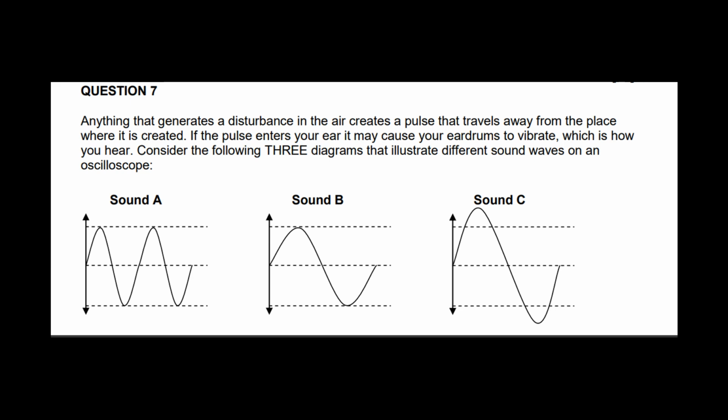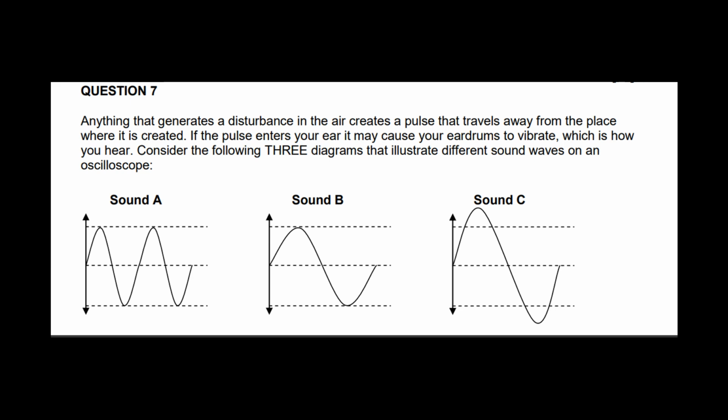Question 7. Anything that generates a disturbance in the air creates a pulse that travels away from the place where it is created. If the pulse enters your ear, it may cause your eardrums to vibrate, which is how you hear. Consider the following 3 diagrams that illustrate different sound waves on an oscilloscope.